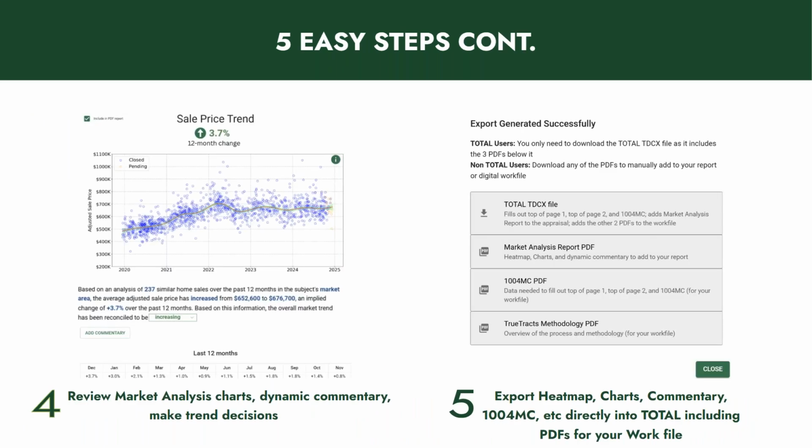You're going to review the charts and the commentary that's created for you. You're going to make trend decisions. You can add additional commentary if you want. Then you're going to export the heat map, the charts, the commentary, the 1004MC, all of that stuff will go directly into Total for you. And it will also put all the PDFs in your work file. If you're not using Total, you can create all of these PDFs and just attach them to your report and place them in your work file.